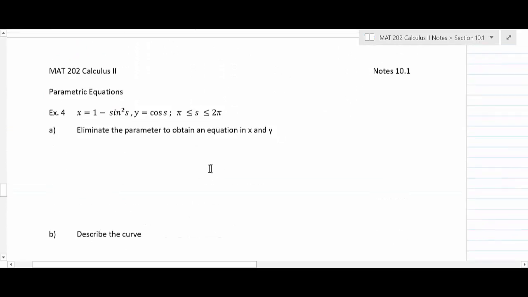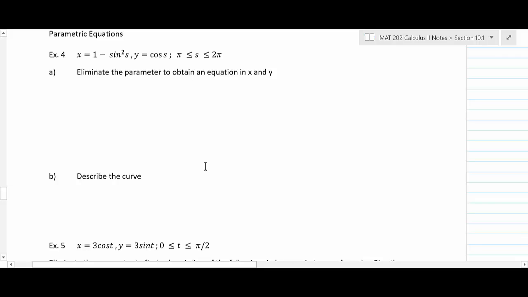Okay, all right. So let's see. Now we get into some trig functions here. So let's go through and let's eliminate the parameter. I'm going to do a couple of these on the calculator too. So what you have to do with this is, let's go ahead and write down these two equations. We have x, which gives the x values, 1 minus sine squared s. This time s is the parameter, just for something different. And y is equal to the cosine of s.